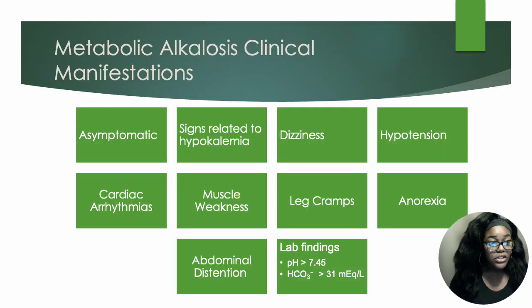Your clinical manifestations can tend to be asymptomatic, but if you do have signs and symptoms, they are more closely related to those of hypokalemia. So you'll see cardiac arrhythmias, dizziness, hypotension, muscle weakness, leg cramps, anorexia, even abdominal distension in metabolic alkalosis. As far as your laboratory findings, your pH has to be greater than 7.45, and your bicarbonate levels have to be greater than 31. Again, the normal value is 22 to 26, but greater than 31 indicates a more alkalotic state.